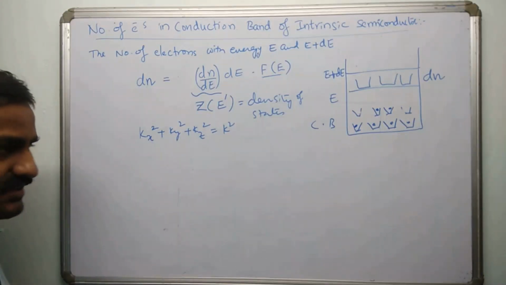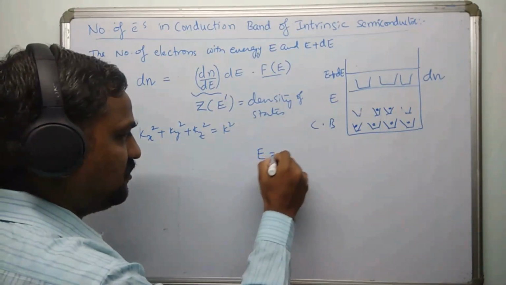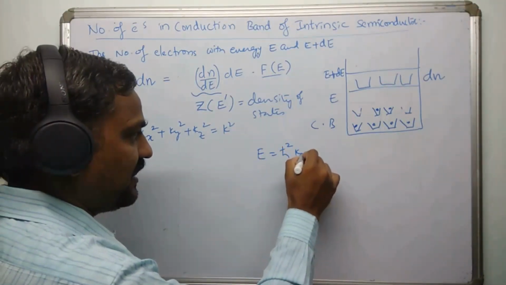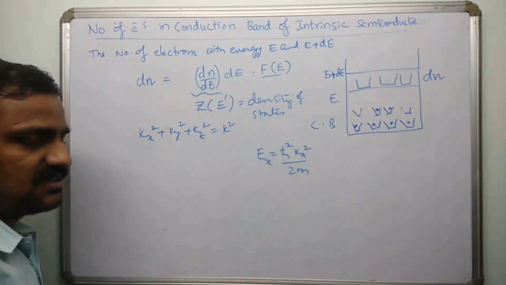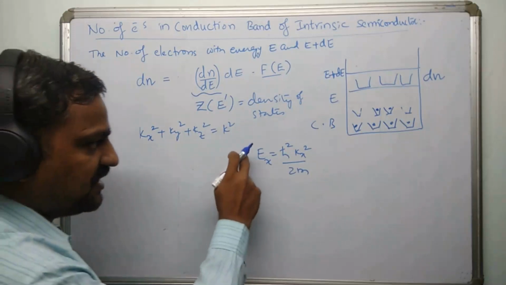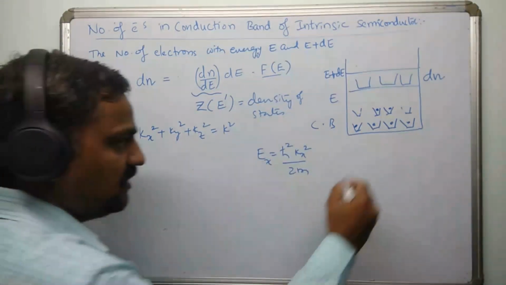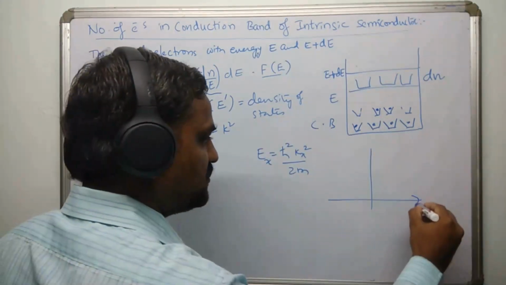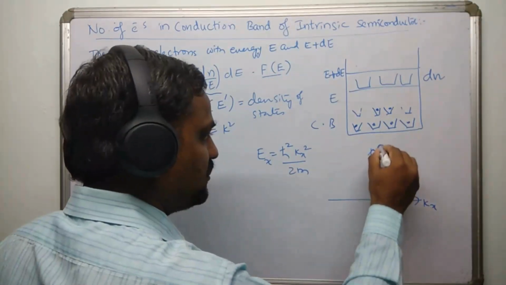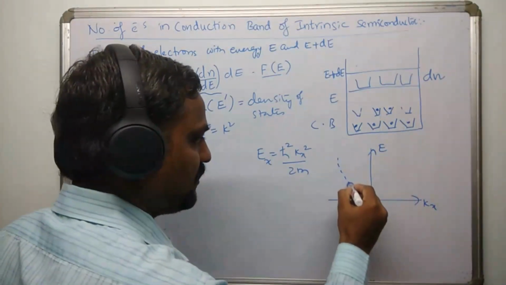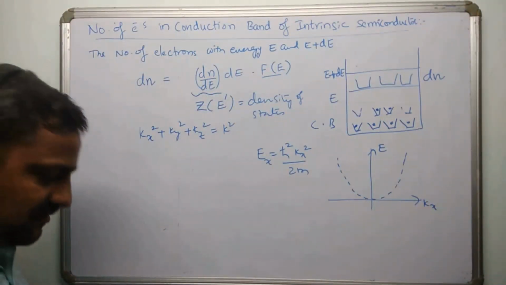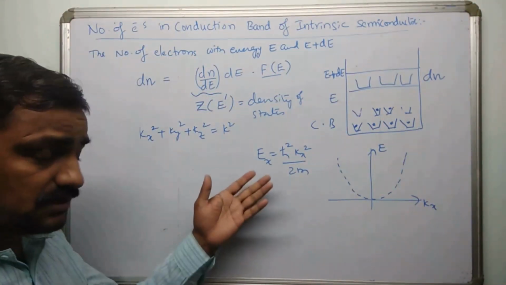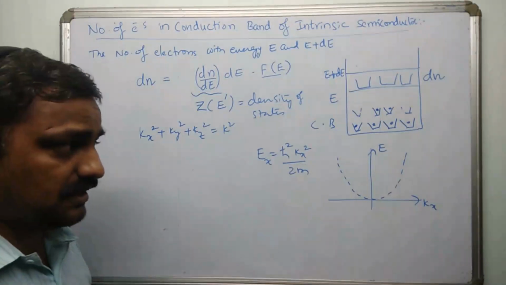These k's are actually obtained from E is equal to h cross square kx square by 2m. If you can recall, Ex, the energy in x direction, is taken like this. So if you sketch the E versus kx relation, if this is kx and this is the energy, this is going to be a parabola of this sort. So this is what we have assumed while deriving the density of states in quantum free electron theory.